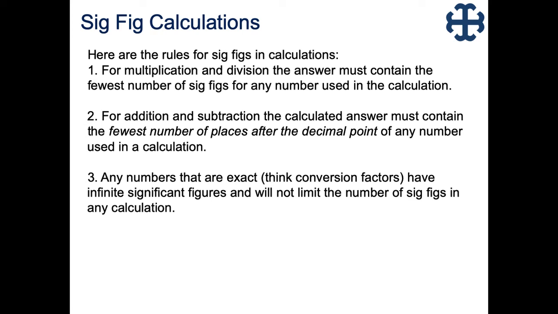Number 3, any numbers that are exact. So think conversion factors. If you want to think about like a dozen being 12, that has an infinite number of significant figures, and it will not limit the number of sig figs in any calculation. That's ultimately because conversion factors are exact. Okay? So they're exact things, they're not measurements that we're making.